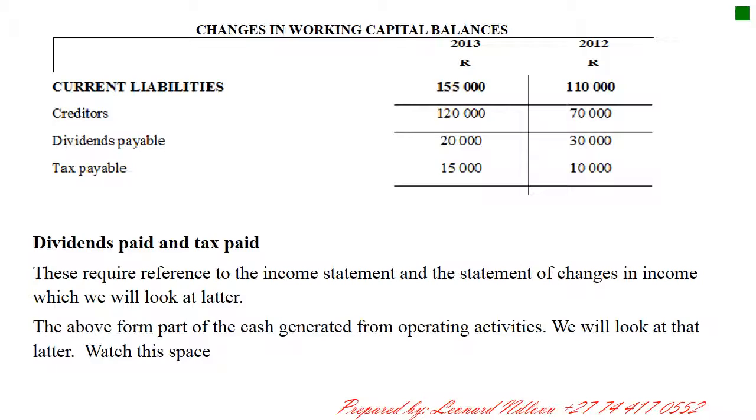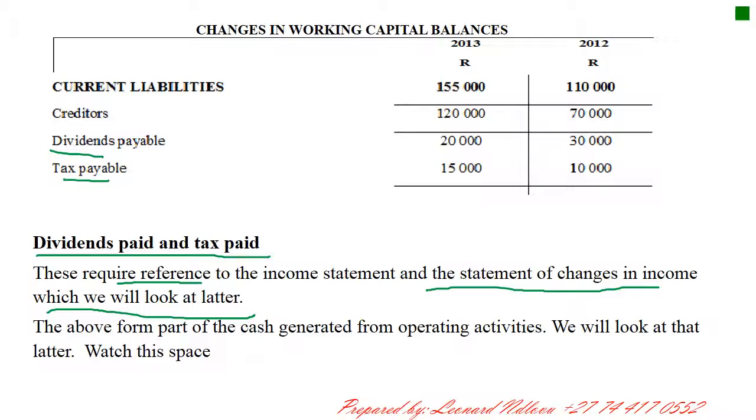Dividends and tax paid. We look at this together. For us to deal with this, we need to have an income statement to refer to, and the statement of changes in income. We look at this later on the next example, which has all the information. The above form part of the cash generated from operating activities. We look at that later. Watch this space.